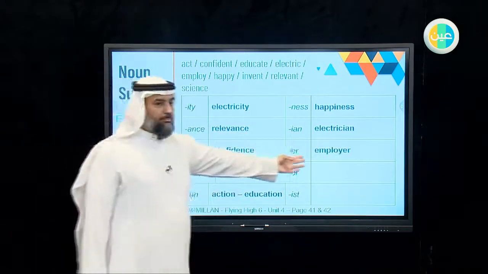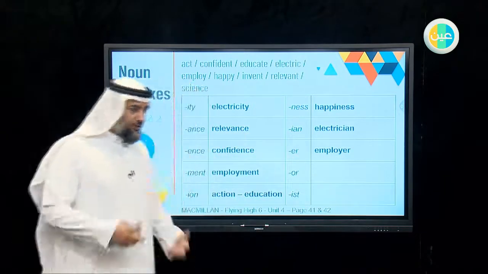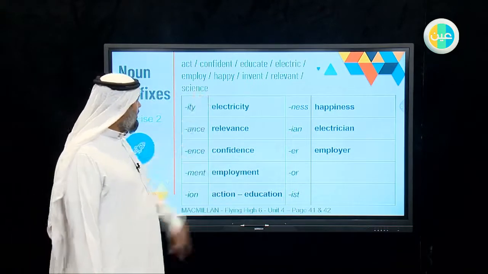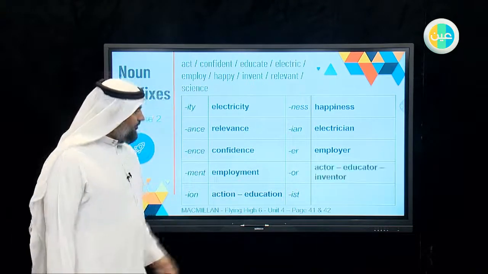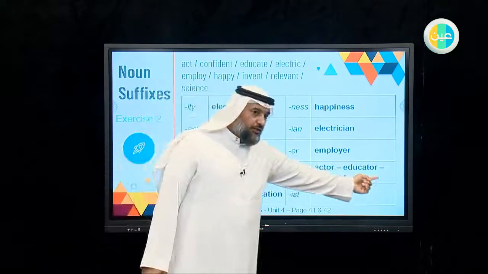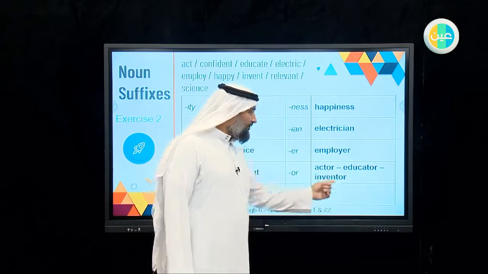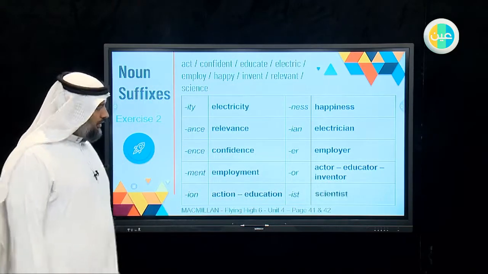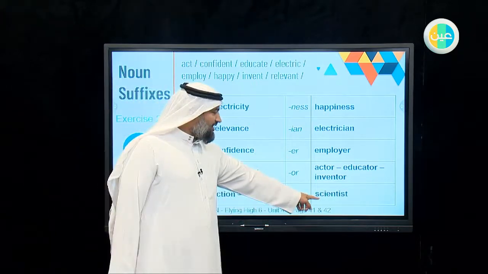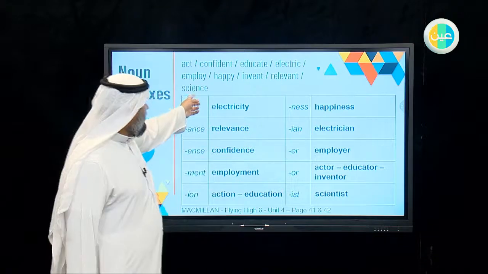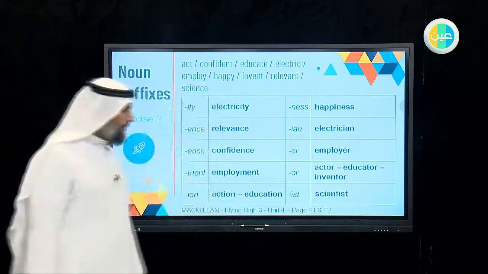ER. Employer. الشخص اللي يوظف الناس. Employer. Now OR, I think it can take more than one. Actor. ممثل. Educator. معلم. Inventor. مخترع. The last one is scientist. عالم. Science, we change it to scientist.